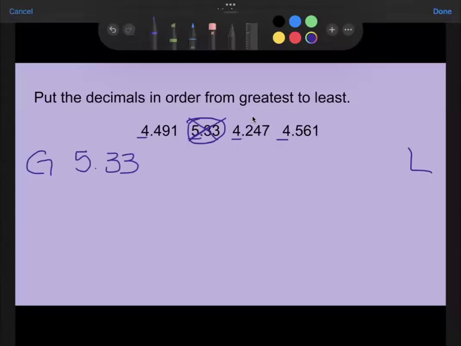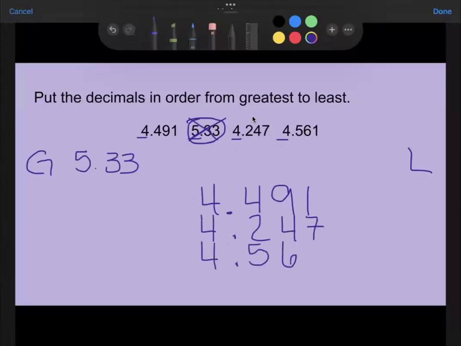Now the rest of them all have 4s in the ones place, so I'm going to rewrite them down here and stack them up so that all their place values are aligned. So 4.491, then 4.247, and then 4.561. Again, as long as their decimals are all lined up, then you know all the numbers are lined up.